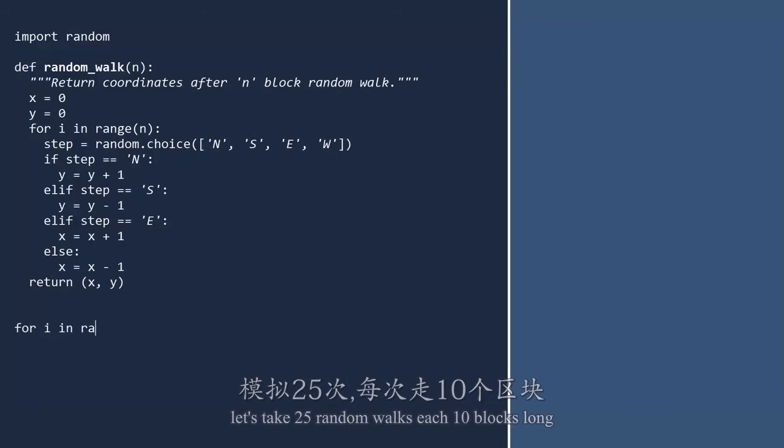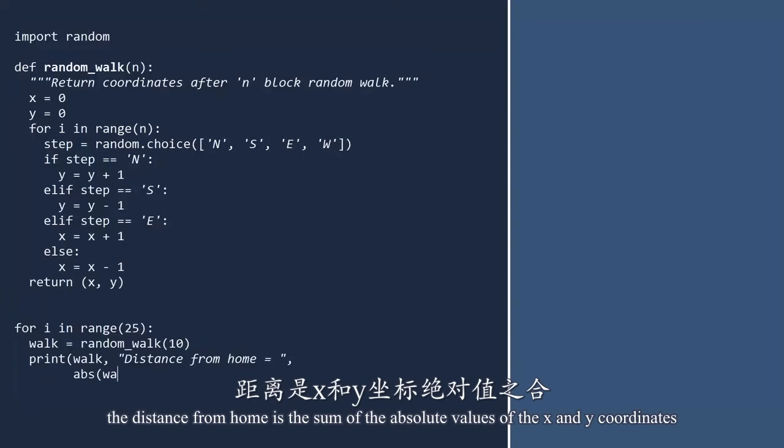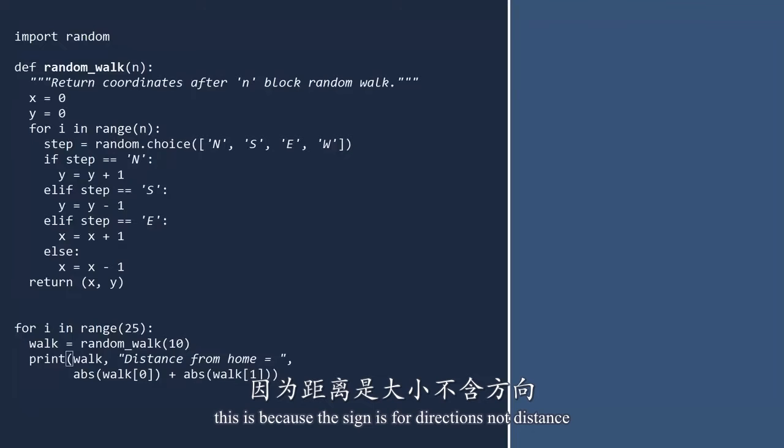To test this function, let's take 25 random walks, each 10 blocks long. For each walk, we will display the coordinates and the distance from home. The distance from home is the sum of the absolute values of the x and y coordinates. This is because the sign is for direction, not distance.